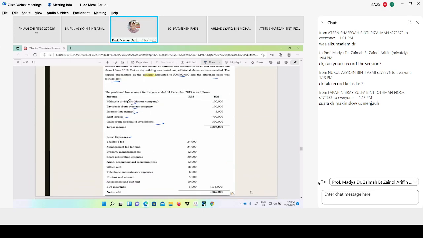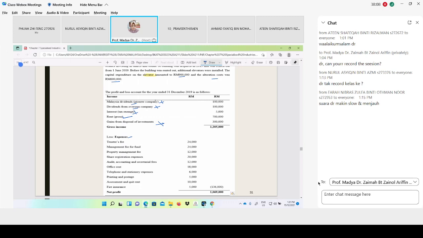From the data given here, you know that Malaysian dividend, under single tier, is exempted from tax. Dividend from an overseas company, this is foreign income, is also exempted from tax. Interest, because it is already spelled out here as tax exempt, is also exempted from tax. Rental income is definitely taxable, and gain from disposal of the investment is definitely not taxable.